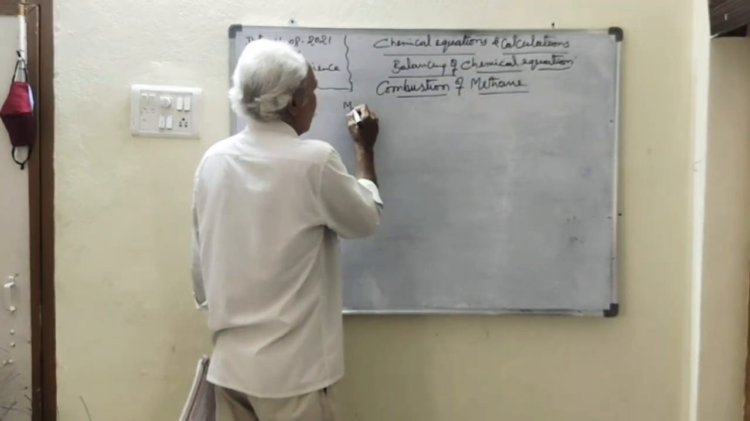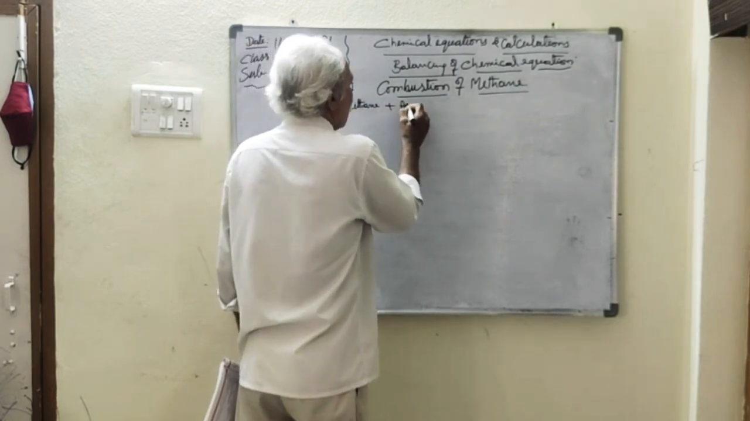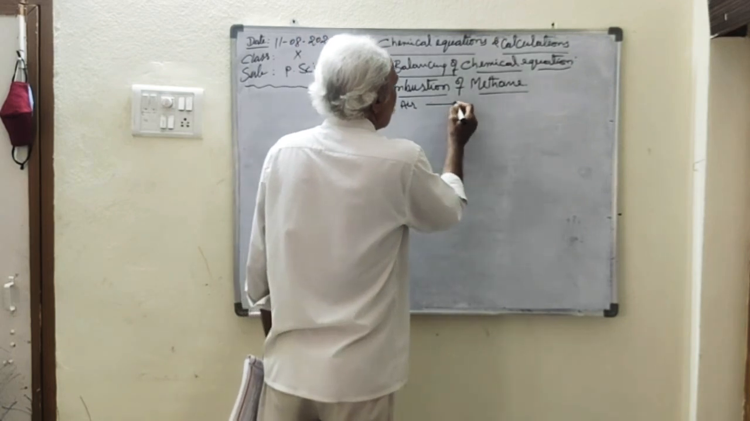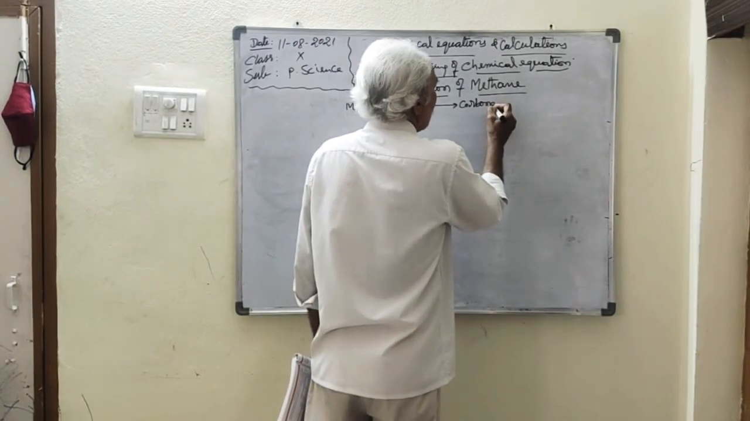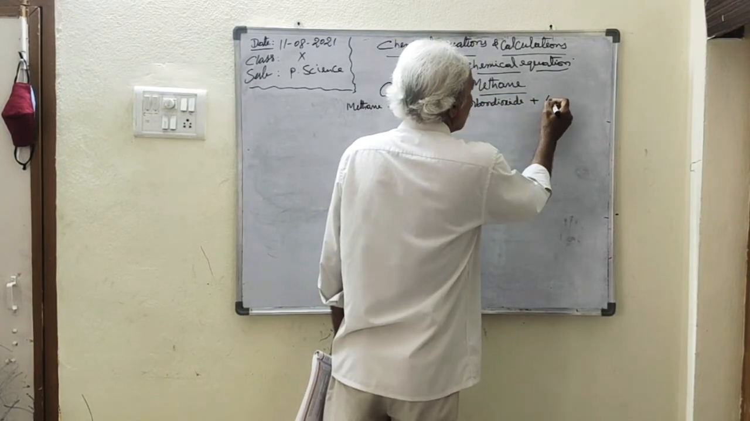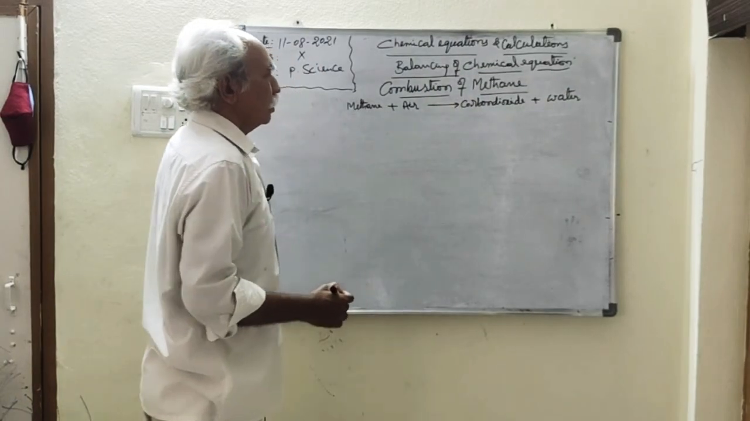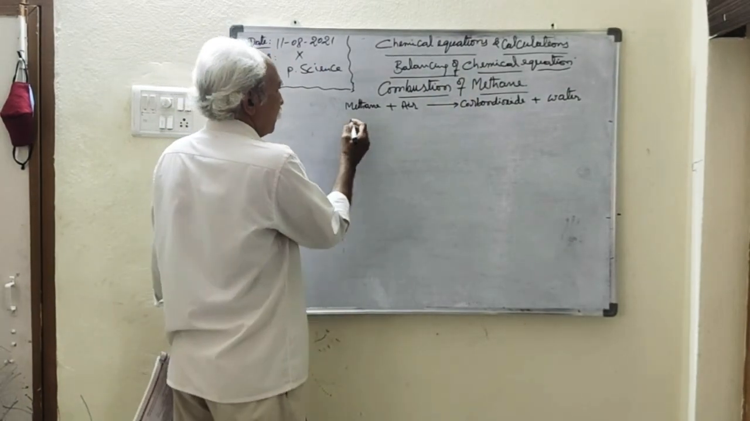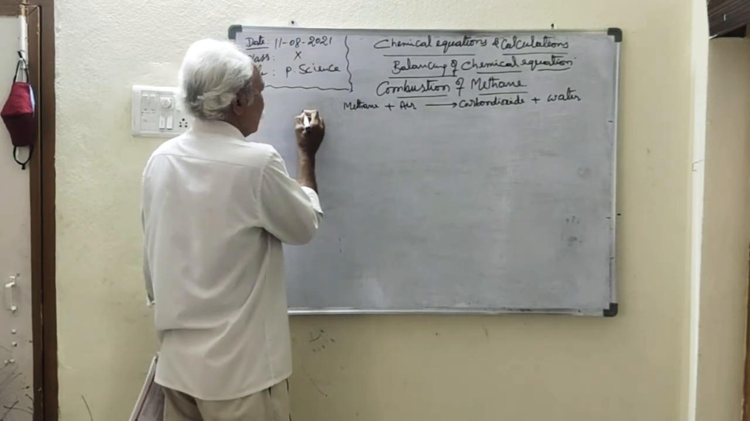First you will see methane on reaction with air produces carbon dioxide plus water. So this is the reaction. For this reaction, the methane formula. So first, step 1.